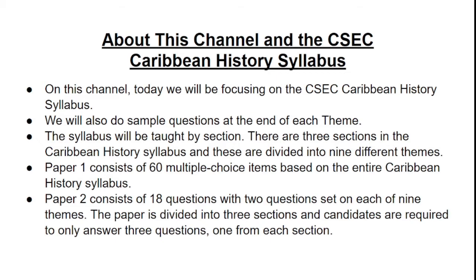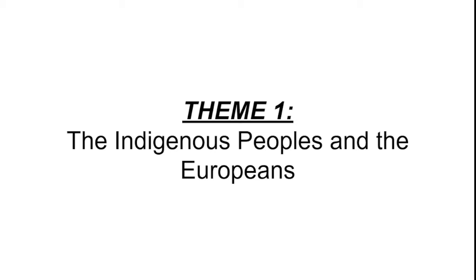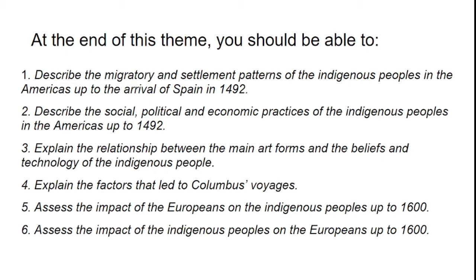Alright, so this is Theme One: Indigenous Peoples and Europeans. I'm going over the settlement patterns. There are six objectives, and today we're only doing objective one. In the next video on the syllabus, we'll do the next objectives, and then we're going to try to do 4, 5, and 6 in another video. Three videos complete this theme.